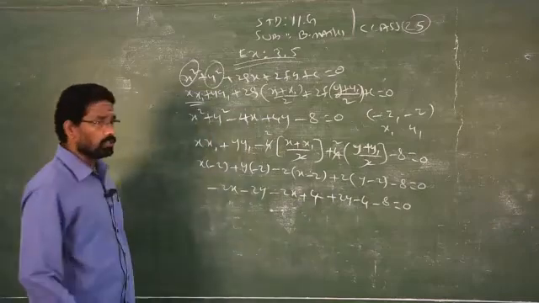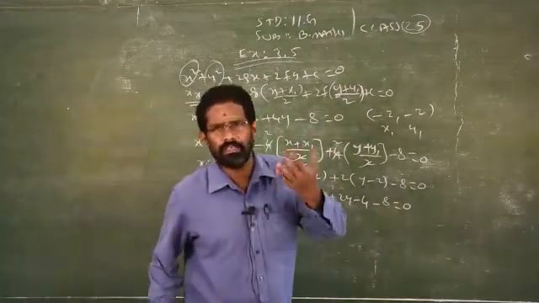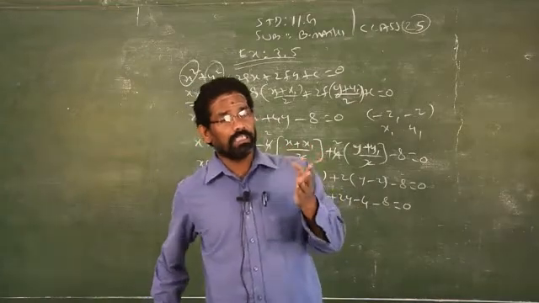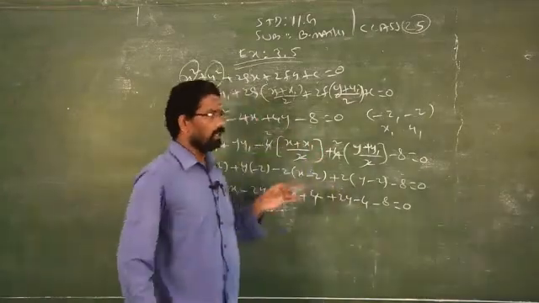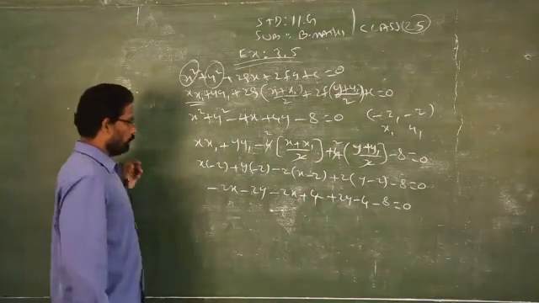It is the equation of a straight line. The tangent is a straight line. A straight line never contains x square and y square; it will be in terms of only x and y. That is the linear equation of two variables x and y.